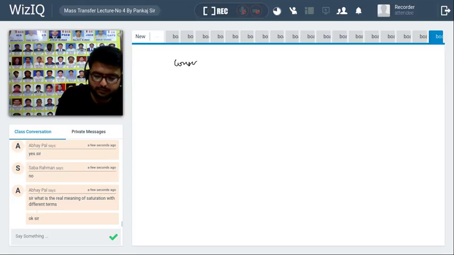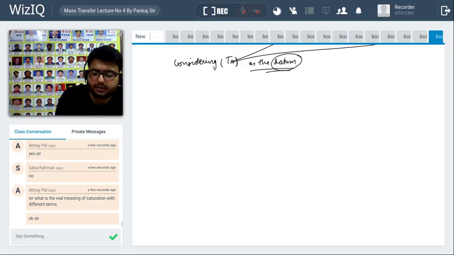Considering Ts, that is the saturation temperature, as the datum. Datum means the reference point.